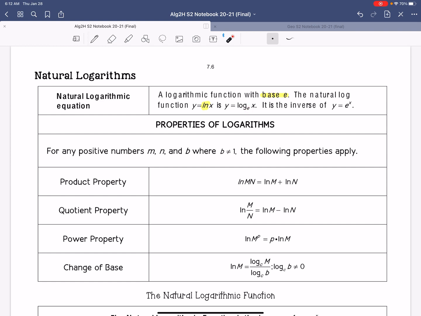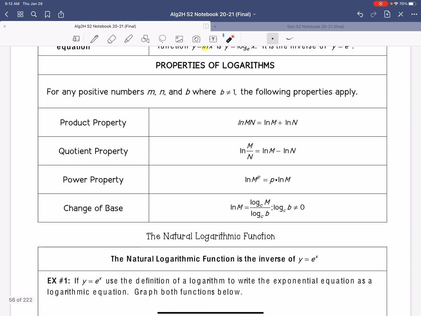Its inverse is going to be y equals e to the x power. Just a reminder again, e is just this irrational number that continues forever and ever that we've given a name to, similar to pi. So e is approximately 2.7 dot dot dot, so we just use about 2.7.